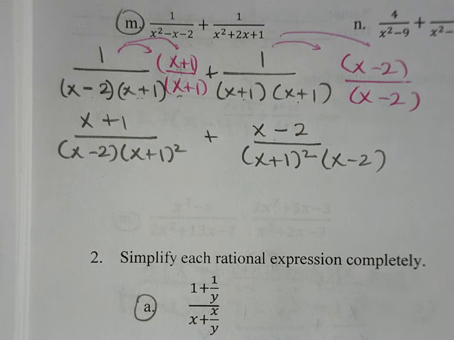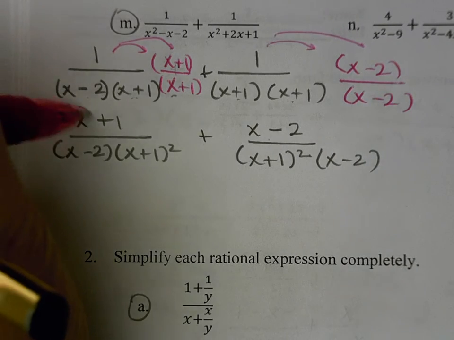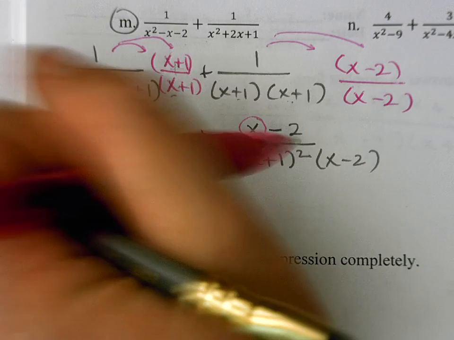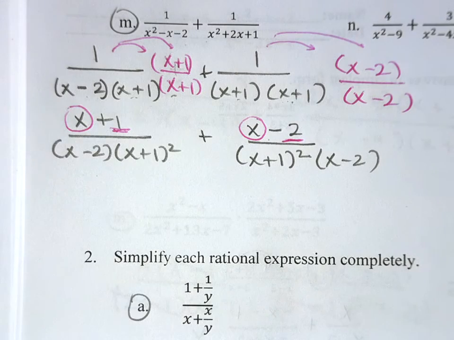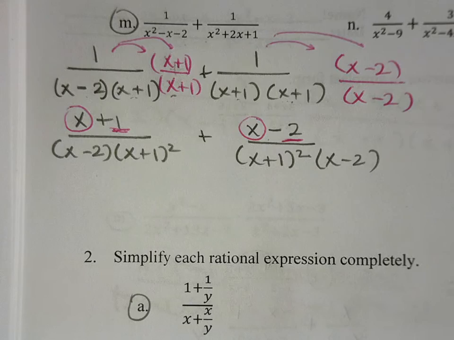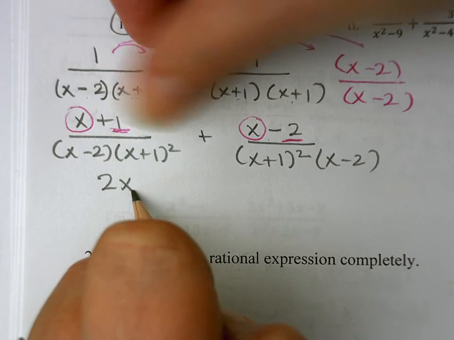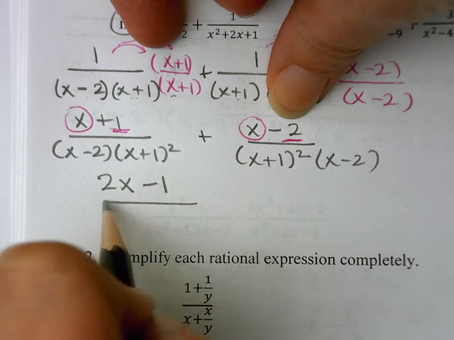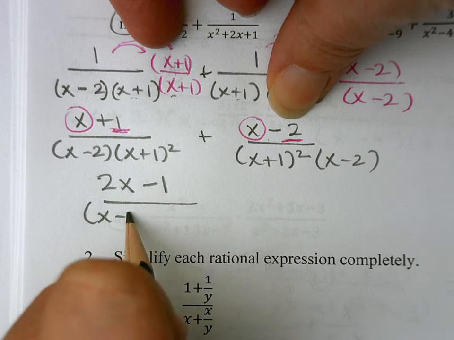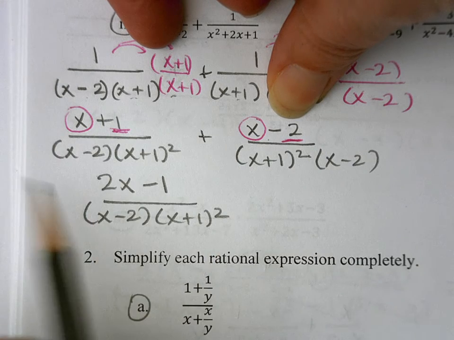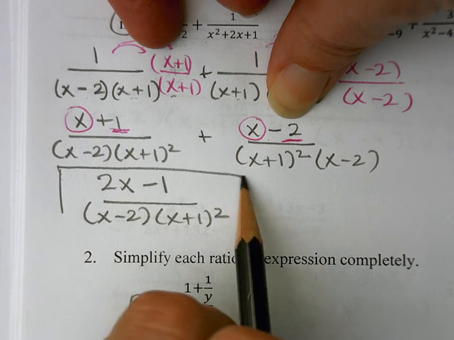So they have a common denominator, and once they have a common denominator, I'm going to go ahead and combine like terms in the numerator. So I have an x that I can combine with the x, and then I have a 1 that I can combine with a negative 2. So x plus x is 2x, and 1 and negative 2 is negative 1. All over my common denominator. And then nothing factors or reduces any further, so that would be my final answer.